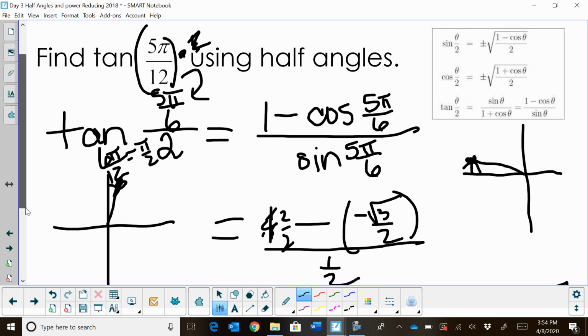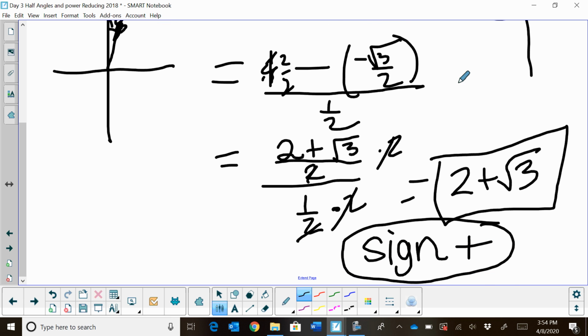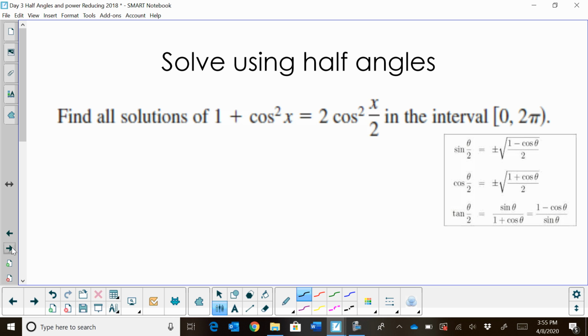The nice thing about tangent is you don't have to worry about figuring out your sign being positive or negative. It just works itself out in the equation. So our final answer is 2 plus the square root of 3. And it's a little bit easier because we don't have those double radicals. Okay, and that's how you evaluate half-angle formulas.